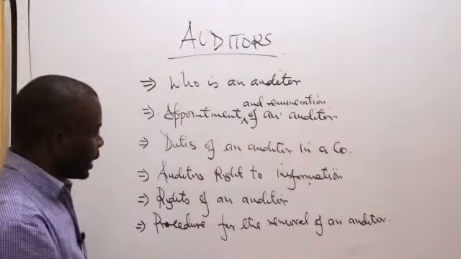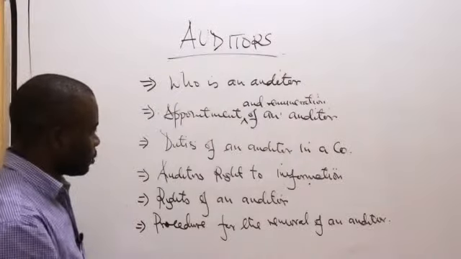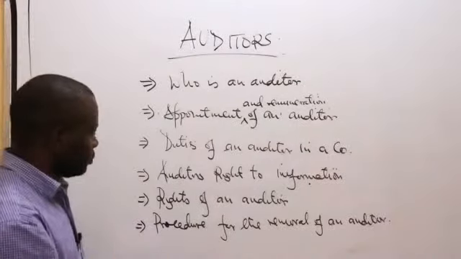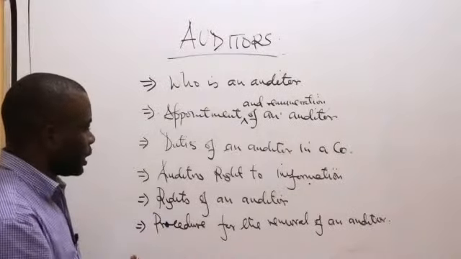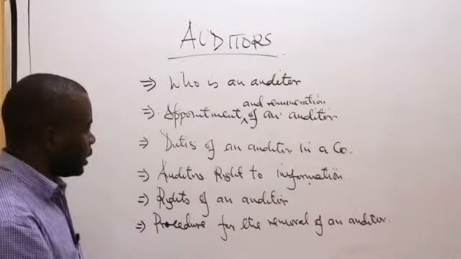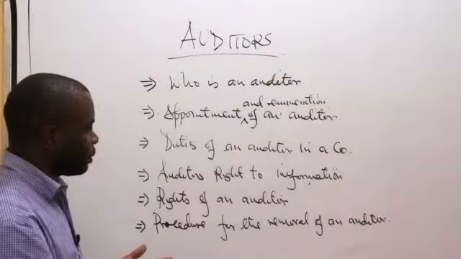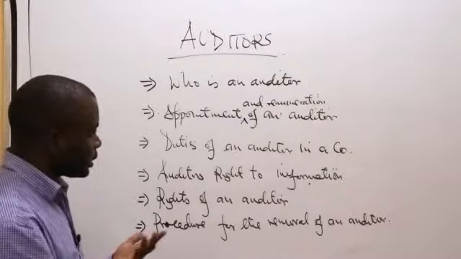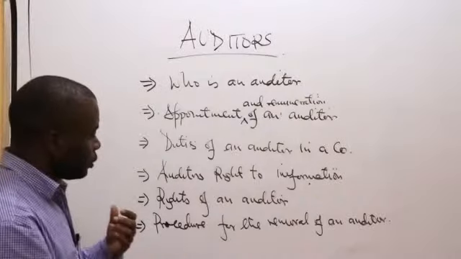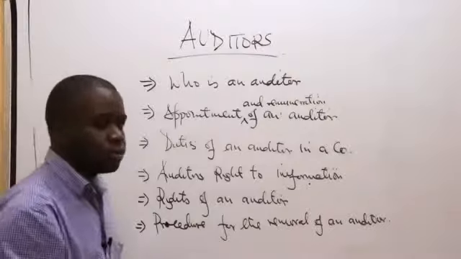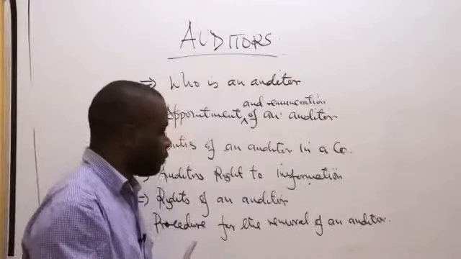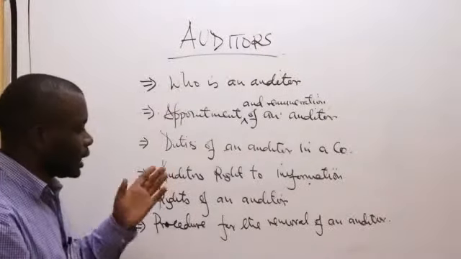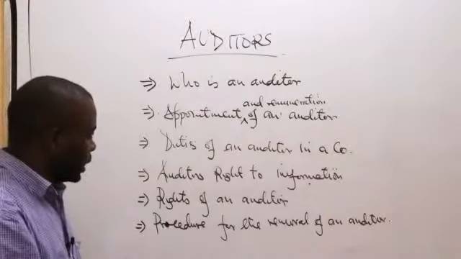The auditor's right to information is very key. Then other rights of an auditor in a company. Of course, we are saying the major right is to access the information in the company, but he has other rights. For example, you must pay an auditor once you appoint him as an auditor of the company. So that is a right. We'll see other rights that he's able to enjoy.